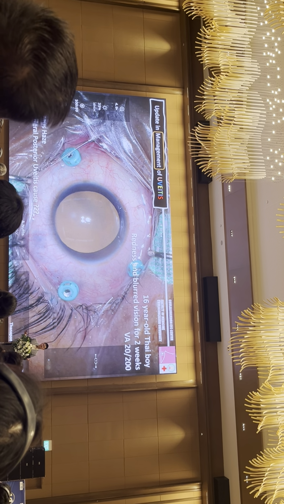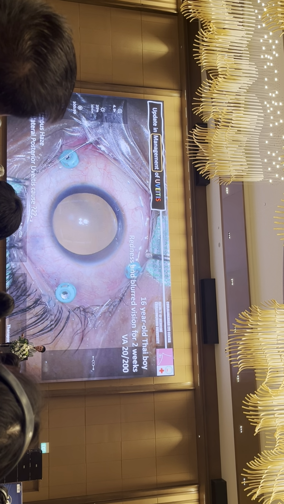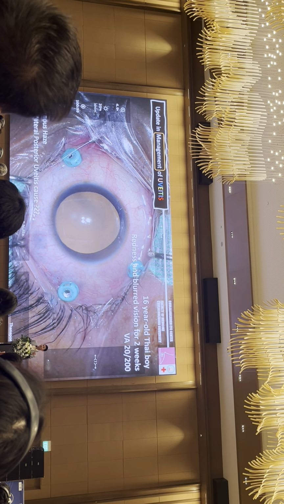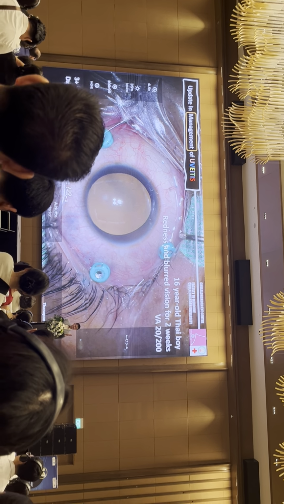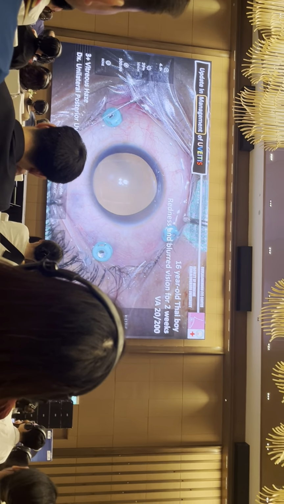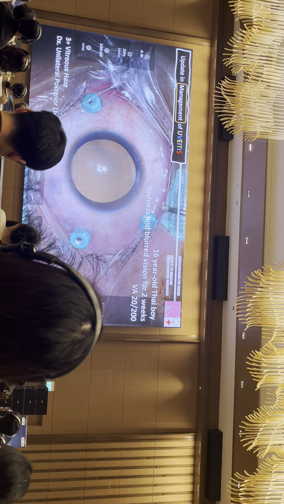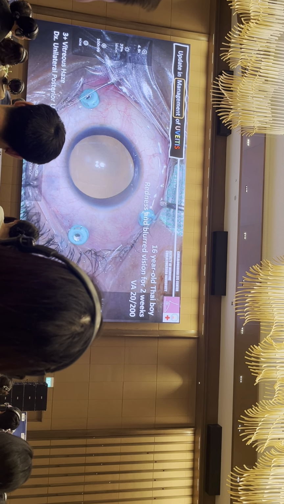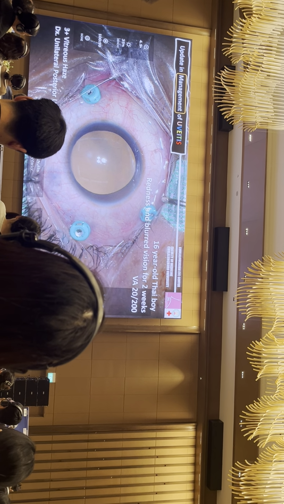In children, if you have only unilateral, it's unlikely to be the most common uveitis with JIA, which is common in the anterior as well. We really need to think about infection, but the workup came back negative. So what should we do? We have another option of the surgical vitrectomy, which is both diagnostic and therapeutic in this case.